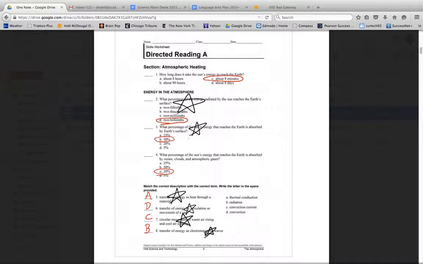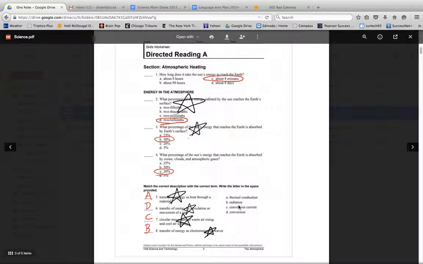Eight, transfer of energy as electromagnetic waves is B, radiation. So it starts with electromagnetic waves radiating from the sun.